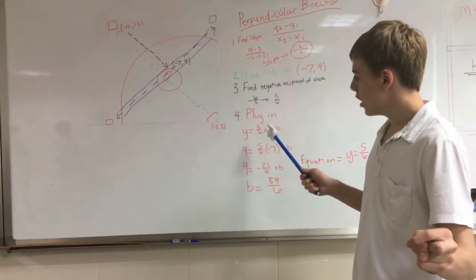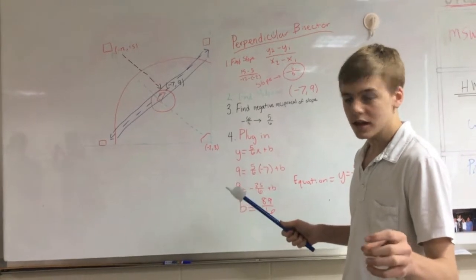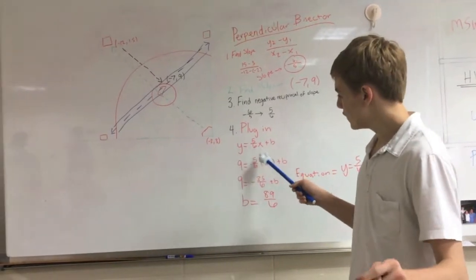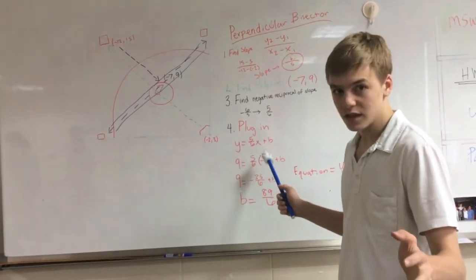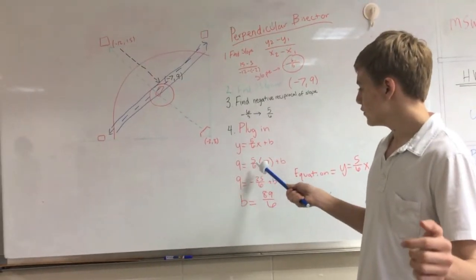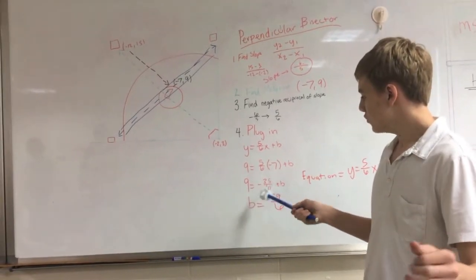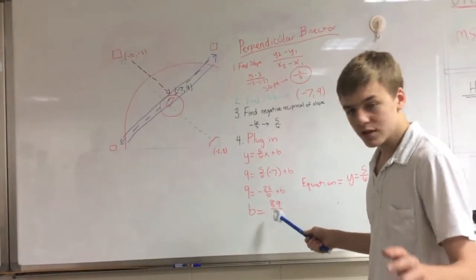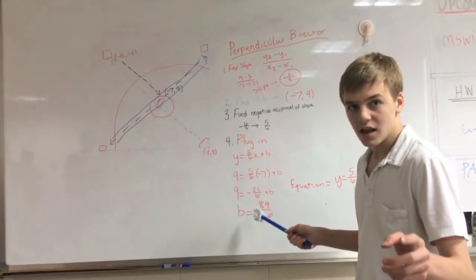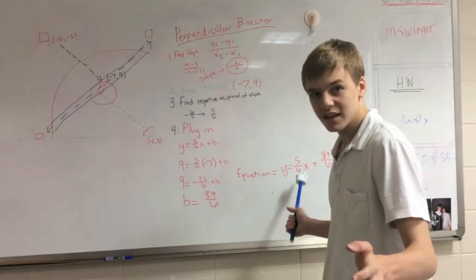Then you plug all of these numbers into the y equals mx plus b equation. First you plug in the slope: y equals 5 over 6 x plus b. Then you add the coordinates of the midpoint: 9 equals 5 over 6 times negative 7 plus b. To find b, you simplify the equation, and b equals 89 over 6. Finally, the equation is y equals 5 over 6 x plus 89 over 6.